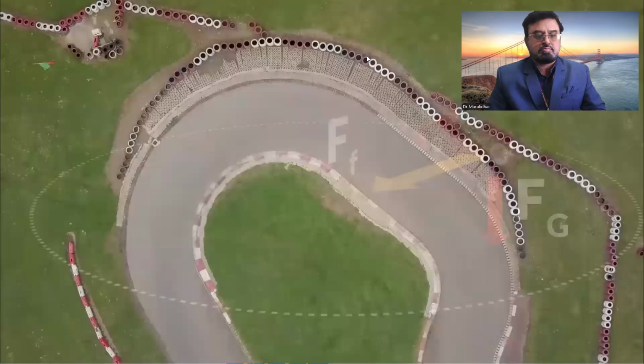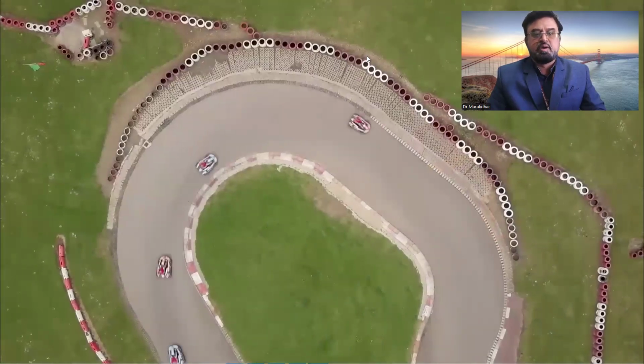And how about when you make a sharp right turn and your body is slammed up against the left side of the car? What causes that? Is it centrifugal force? Absolutely not.